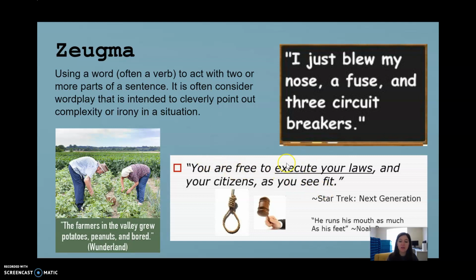So here we have the verb execute, and it applies to your laws and your citizens. And so the idea when you execute a law, that means you essentially are enacting a law or using a law. When you execute your citizens, you're killing them. And so the word execute has two different meanings here, and it's being applied within the same sentence. And essentially, the complexity it's pointing out is the fact that the unfairness of the laws is what's leading to the unfair execution of the citizens. And so it shows the complexity of injustice within a legal system.